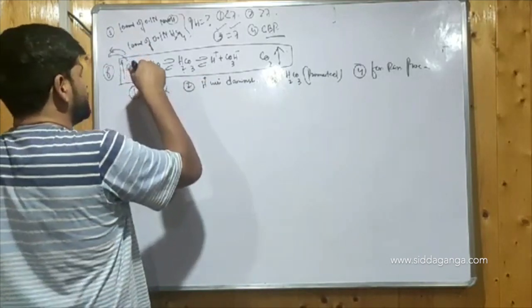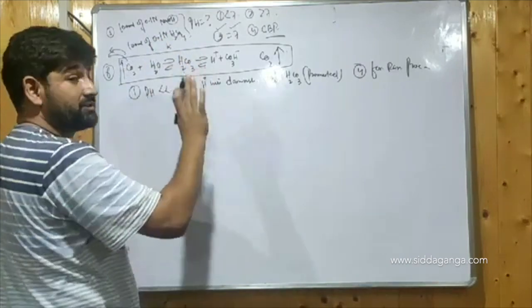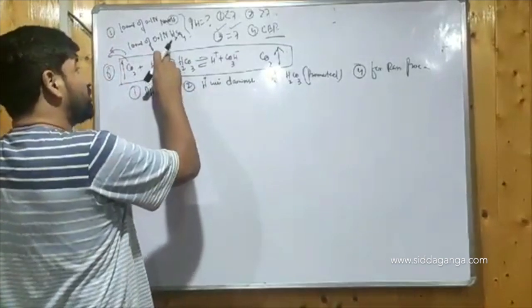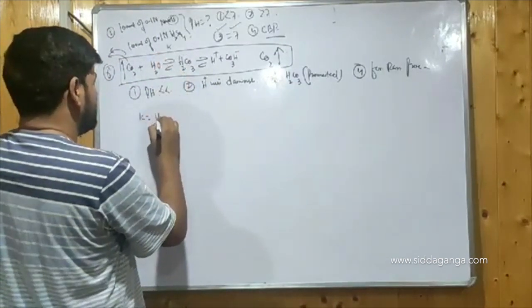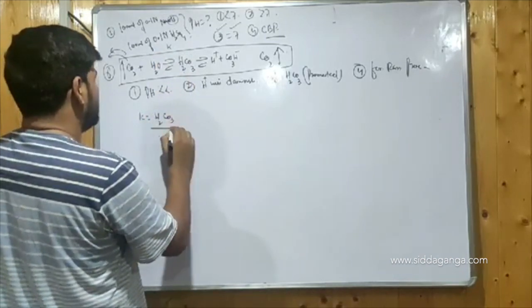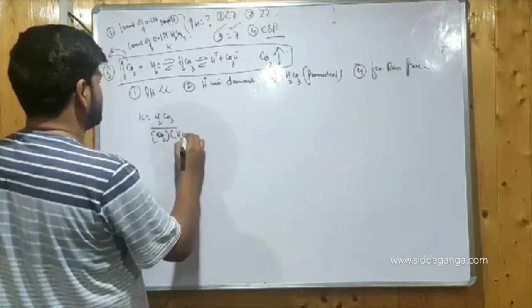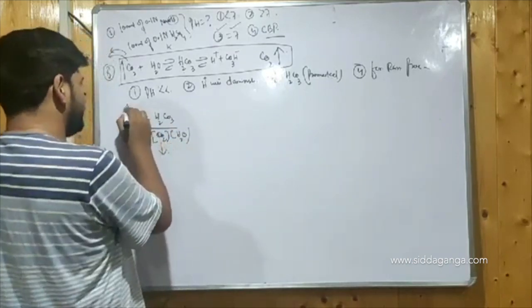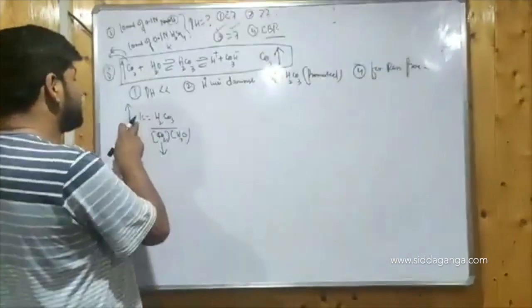According to Le Chatelier's principle, to maintain the equilibrium constant, because temperature is not altered and only concentration is being changed. To keep the value of K constant, K will be H2CO3 divided by the molar concentration of CO2 and the molar concentration of water. So CO2 is decreasing. When CO2 decreases, obviously K will increase. But we are not altering temperature.